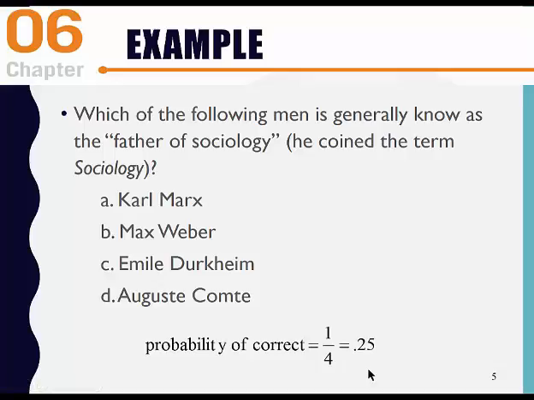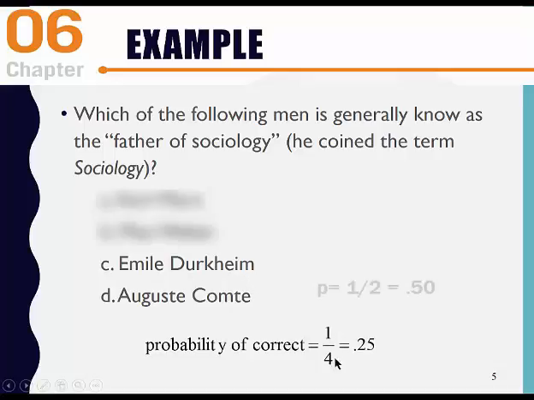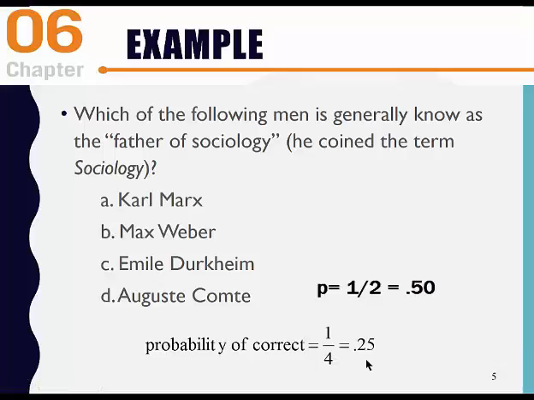If you would know for sure that it's not Karl Marx and you know for sure it's not Max Weber, so you would still be deciding between Emil Durkheim or Auguste Comte, then you could eliminate those two, right? So now your probability of getting it correct increased, because now it's just 1 over 2 possible, because you would know for sure it's not Max Weber or Karl Marx. So now your probability just increased to 0.50. So the probability of any one event occurring is the number of possible ways it can occur divided by the total number of all possible events relating to that event.